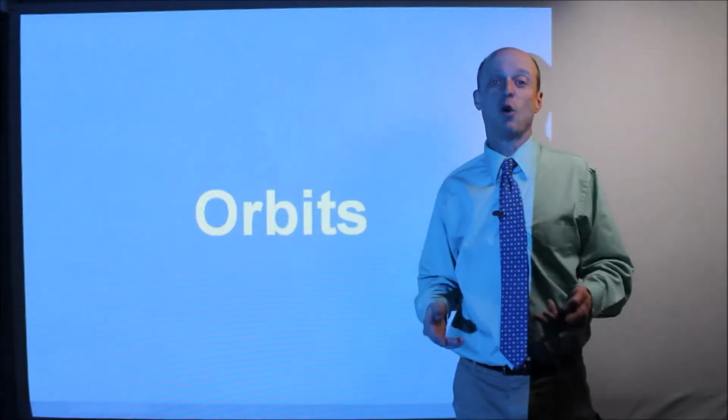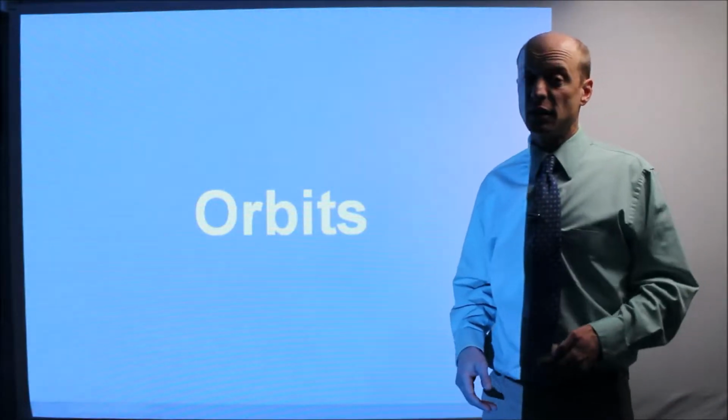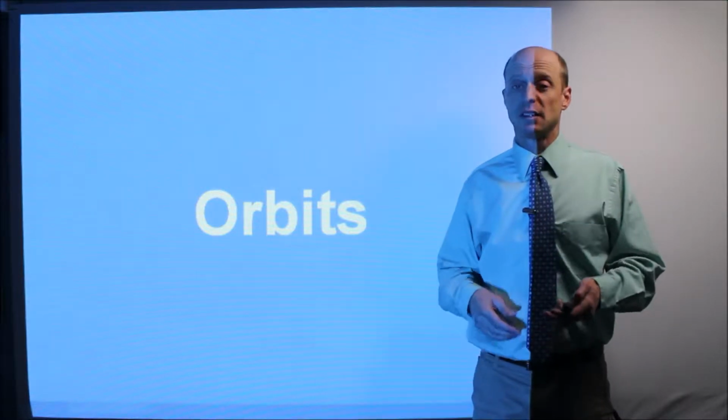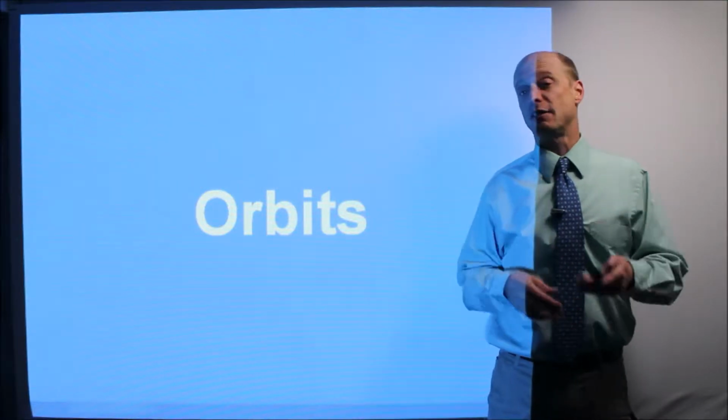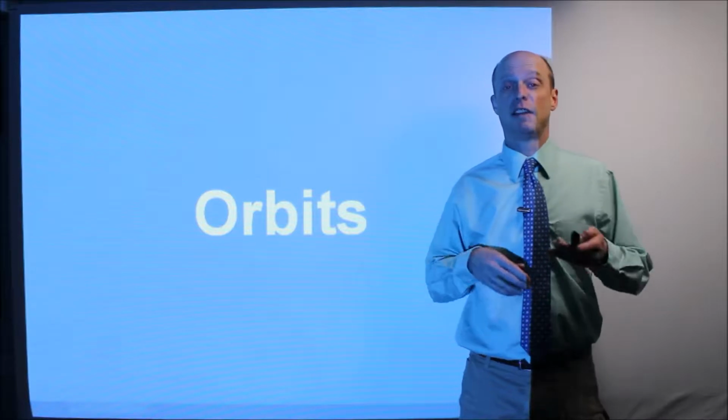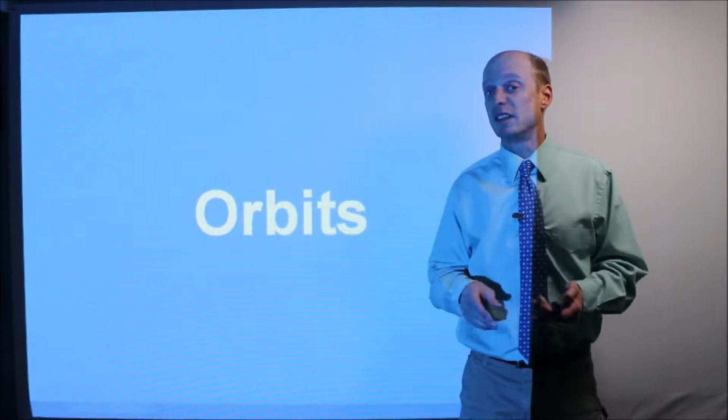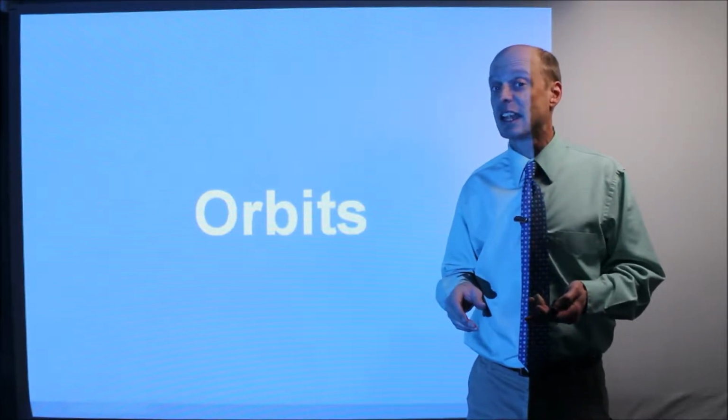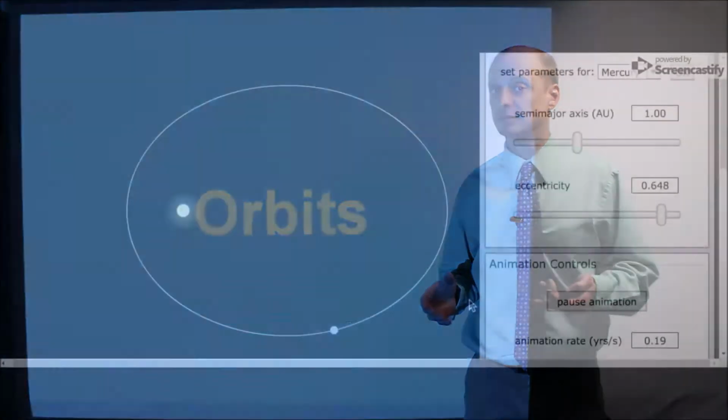Let's take a look at how orbits work in space. Now this is going to cover all orbits, whether it is a planet around a star or a moon around a planet. Let's start with this little animation that I came across because it really shows it well.